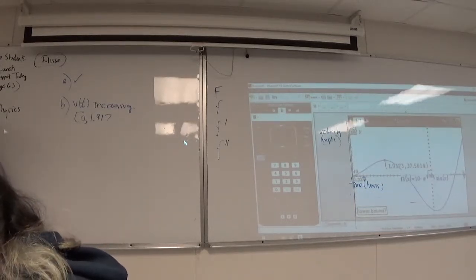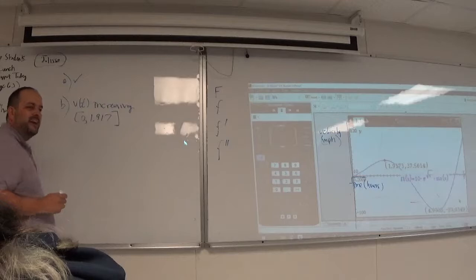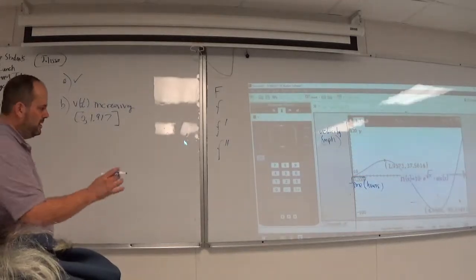This is going to be one of those places where the College Board's going to be forgiving. You might put parentheses, you might put brackets. Either one is fine with me. They will accept both here.